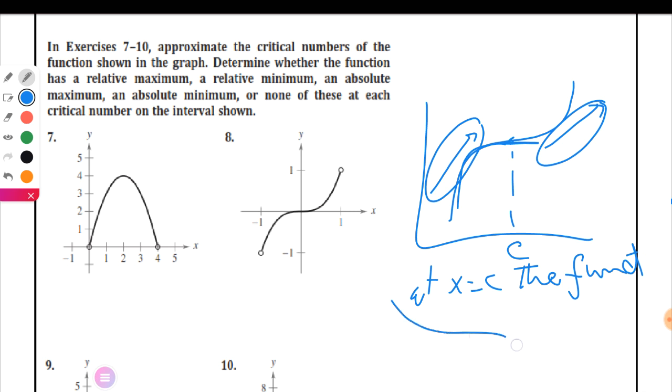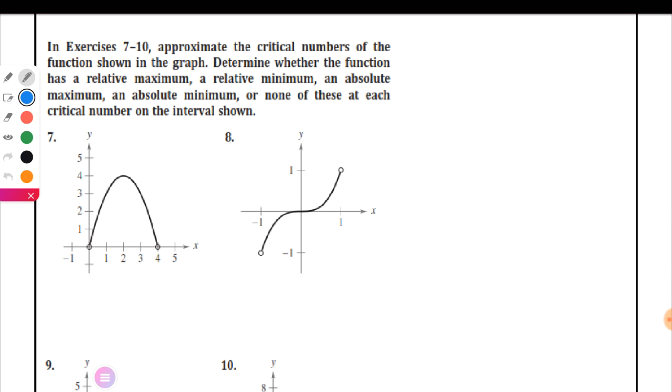Like this one. Look here. At this point the derivative is 0. The function here decreases, and here it also decreases. So in this case there is no extremum at this critical number. Is it clear now? Not at each critical number do we have extrema; it is only when the behavior of the function changes.